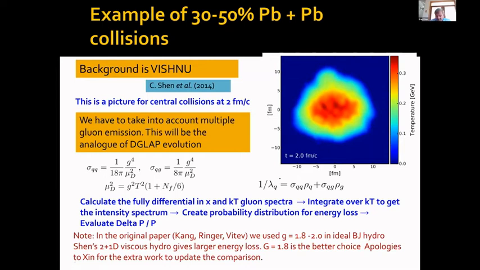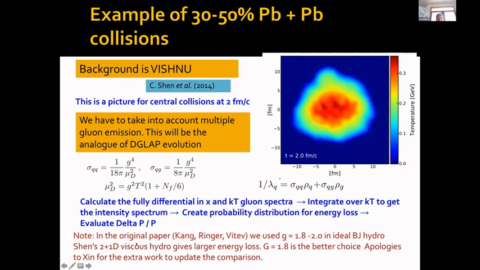From this, this is what goes into our calculation. If asked, we can, for example, quote 2 times mu squared over lambda and give you a transport coefficient. So here is what is in practice done. We calculate the fully differential spectra, both in x and k_T, integrate over the gluon k_T to get the intensity spectrum, then create the probability distribution for energy loss, and finally evaluate the fractional energy loss.